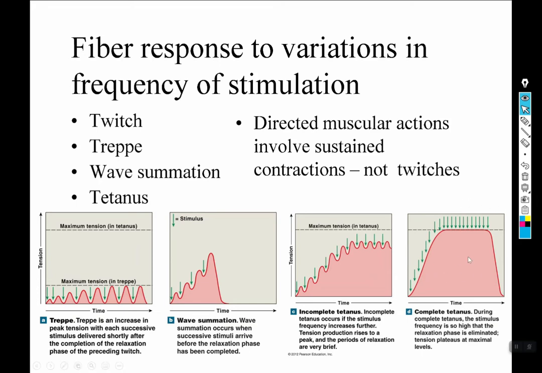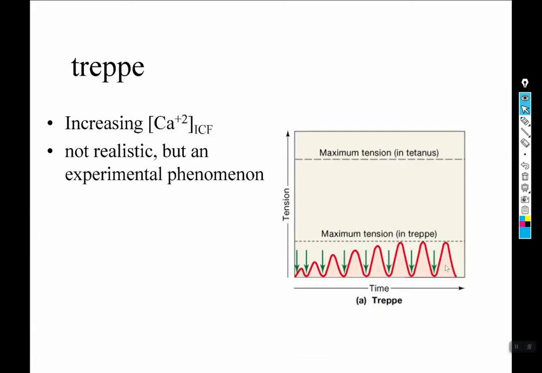So let's go over these one more time, because repetition is our friend. During Trep, we've got an increase in intracellular calcium because the stimuli are arriving fast enough that in between stimulus events, we are relaxing back down, but there is still some calcium that is not making it all the way back into the sarcoplasmic reticulum. And so reinitiating another bout of contraction is pretty easy until we just kind of climb up to this maximum. Similar to complete tetanus, this is also not realistic, but an experimental phenomenon.